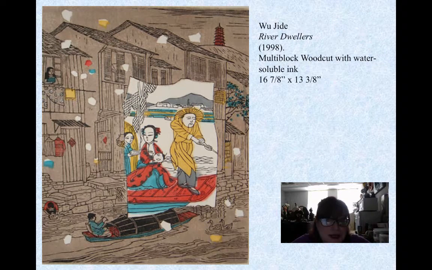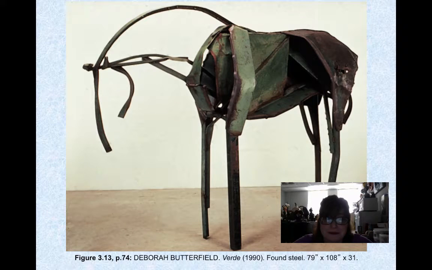And then in this piece, this is by Wu Jide. It's River of Dwellers, and this was a multi-block woodcut with water-soluble ink, and definitely asymmetrical, but the artist achieves balance through repeating the white blotches of color and blue blotches and a few red and yellow blotches around the central part. Gives it a better sense of balance.